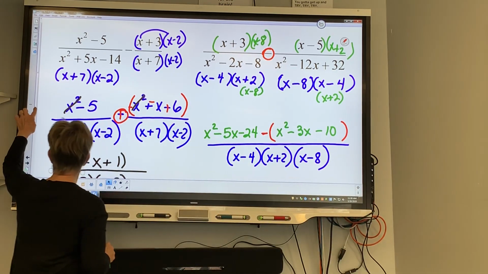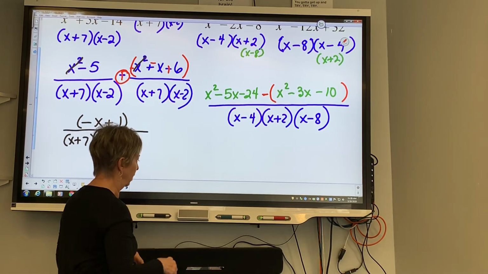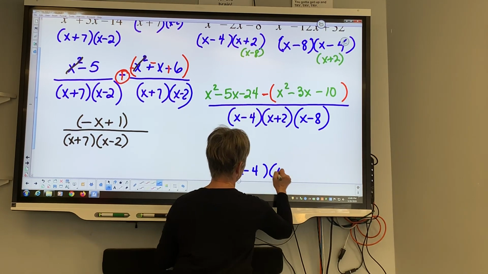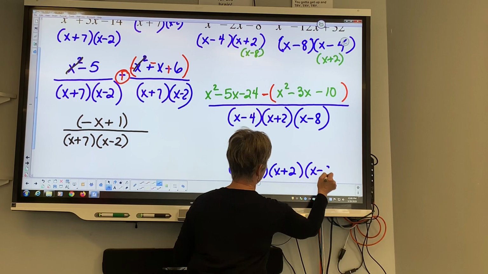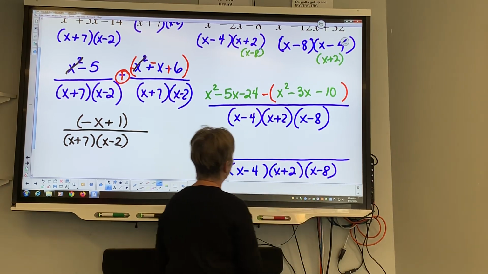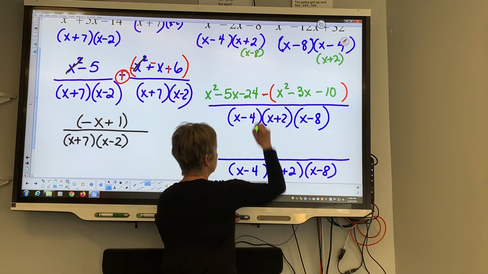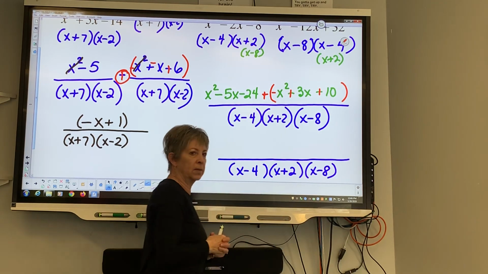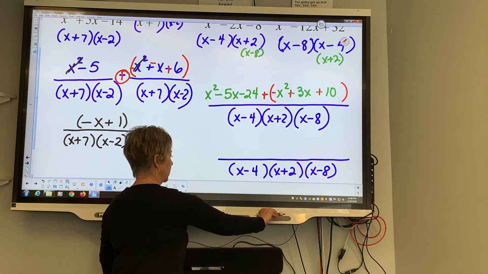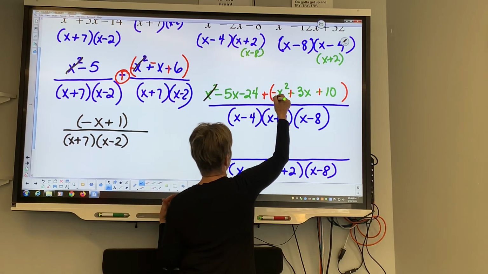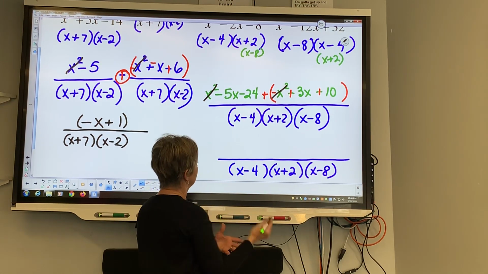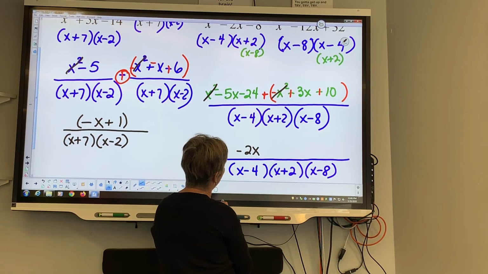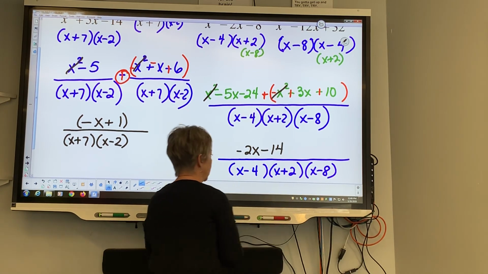Now, when I go to combine this into a single fraction, my denominator stays the same. But the numerator, what's going to happen? If I distribute the subtraction sign, that will become minus, plus, plus. Everything becomes its opposite. So what's that going to give me here? The x squareds again are going to cancel. Negative 5x and positive 3x is negative 2x. And negative 24 and positive 10 is negative 14.